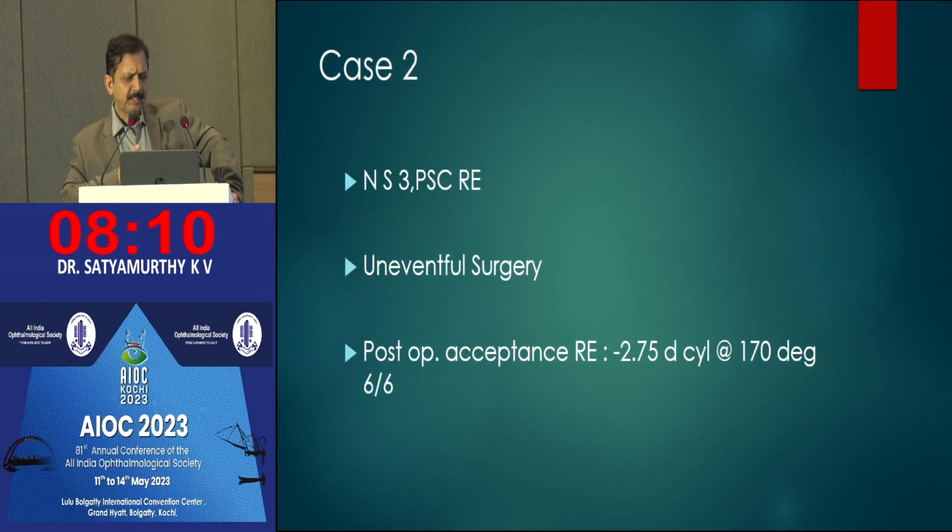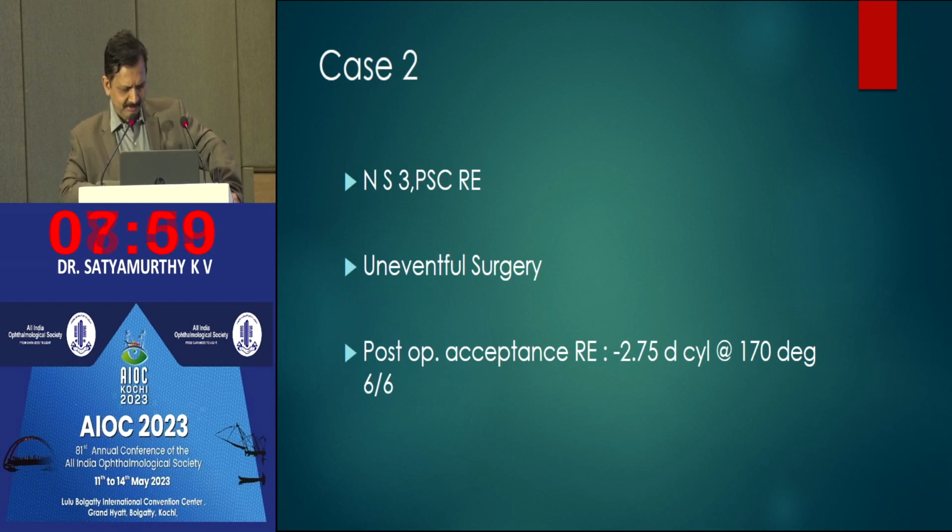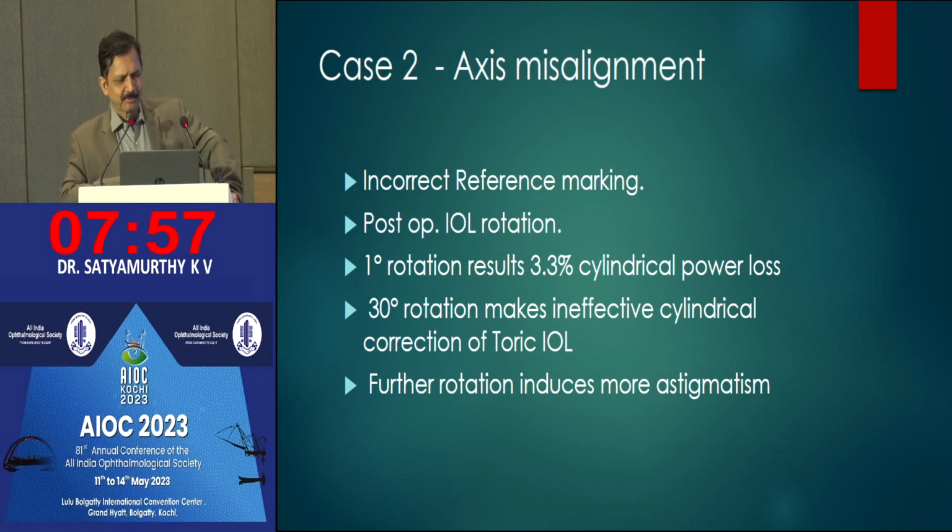And then another case where it was a simple cataract, surgery was uneventful, and the toric lens was implanted, but post-operatively the patient accepted cylinder again with correction. This was because of wrong alignment of the axis. It could be because of incorrect reference marking or post-op IOL rotation. We speak so much about rotational stability, which may not be there with most of the other lenses. We all know that 1 degree of rotation results in 3.3% of the cylindrical power loss, and at 30 degrees of rotation it becomes like a spherical lens.